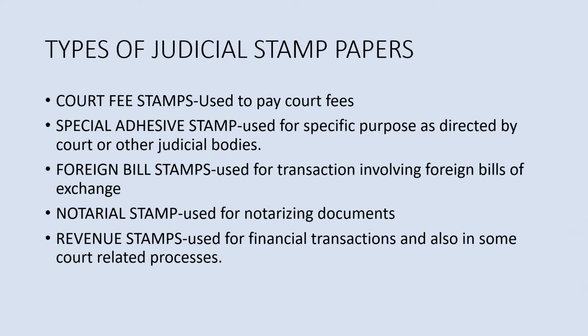Now comes the types of judicial stamping. There are five types of judicial stamps, which include the court fee stamp, which is used to pay the court fees; the special adhesive stamp, which is used for specific purposes when mentioned by the court or by any legal bodies that this stamp is needed, and only then is it used; the foreign bill stamps, which are used in transactions of foreign bills and exchanges related to foreign exchange; notarial stamps used for notarizing documents; and revenue stamps used for financial transactions and also in some court-related processes.